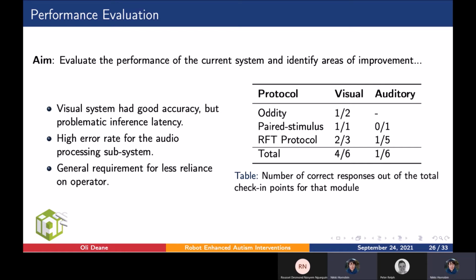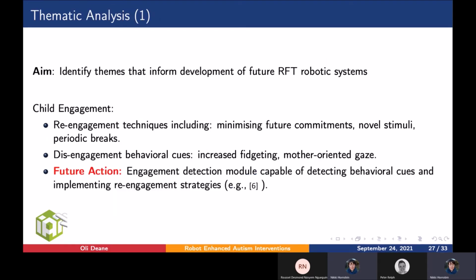And then the other side of that is the auditory processing system had a high error rate. So we need another method there, for example, using external microphones, such as that with the Kinect, which is what other research does at the moment. And then the thematic analysis looks to identify these future roles of the robot and any future modules or capabilities that we can build into it.